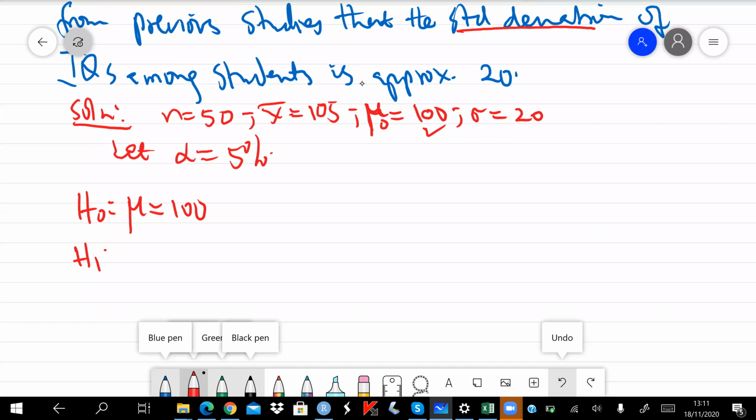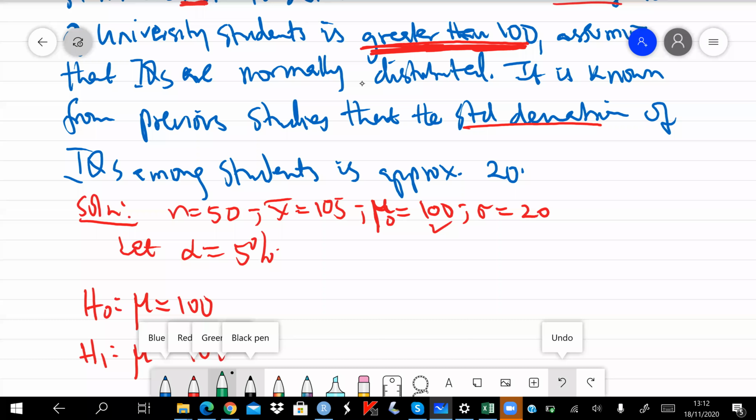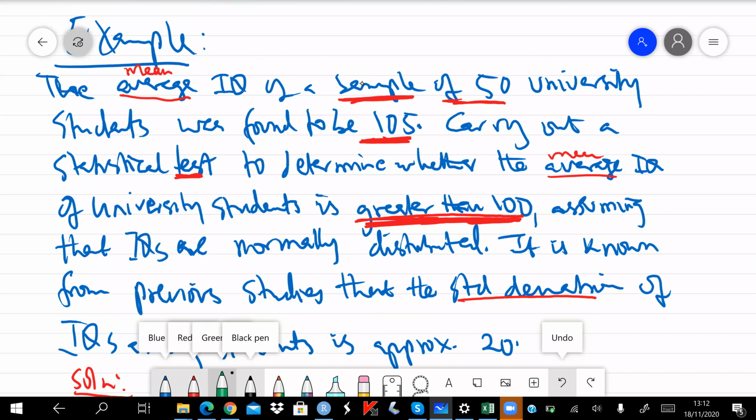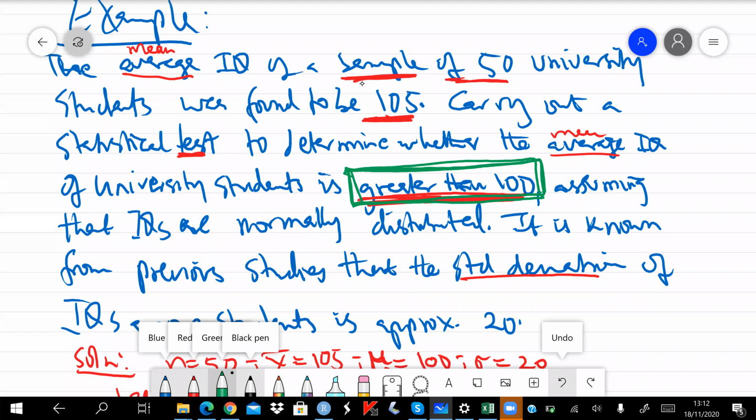Then the second step, H1, is that mu will also be testing 100. Please notice that when you are defining your hypothesis, you never put anything that is coming from the sample. You only put the value being tested, or the hypothetical value. What to write in H1, the alternative hypothesis, depends on the wording of the problem. So we need to go back to the question and check what we are asked to test. You are told to perform a statistical test to determine whether the average IQ of university students is greater than 100. So we are testing whether mu is greater than 100.